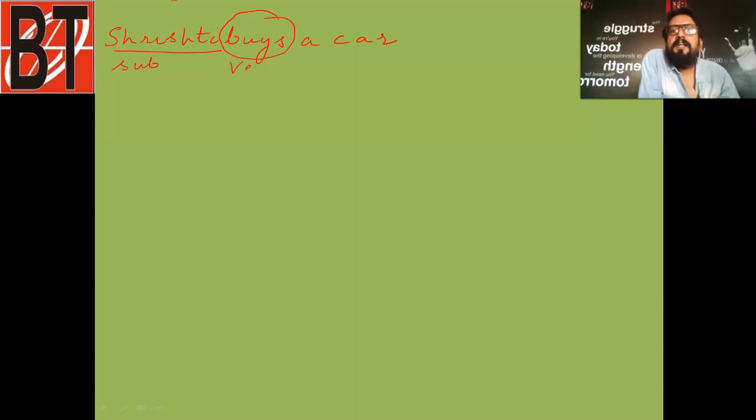I will write a sentence. For example, I would say, Srishti buys a car. Now, have you seen that? Srishti is your subject in English. Now look at this word buys, it is the verb, and a car is the object. Now, what is an object noun? Look at it this way: Srishti is the subject, or the agent who is doing the action. This is the action, and this action is done on the object. Now this object is also a noun.